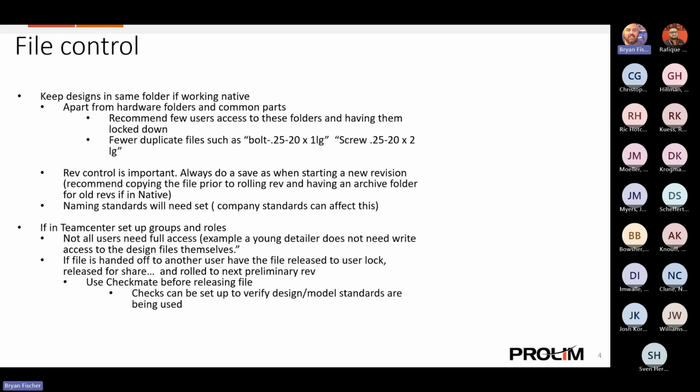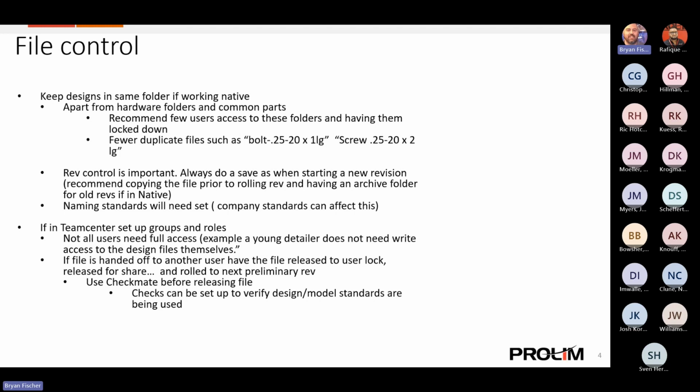My other recommendation is if a file is handed off to another user, have the file released to user lock, release for share, or roll it up to the next preliminary rev. So if you have Rev A and you're working a preliminary rev, it becomes A1. Once you're done with that A1, either user lock it or release it for share before you hand it off.